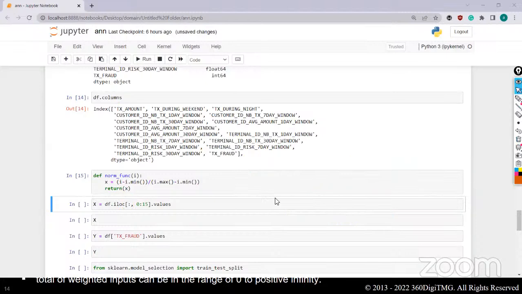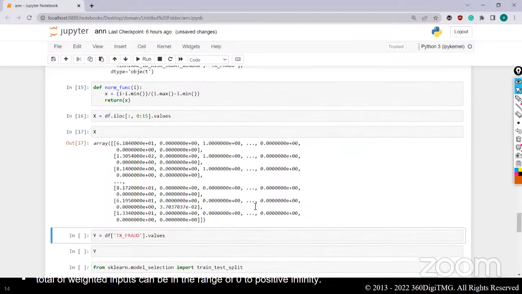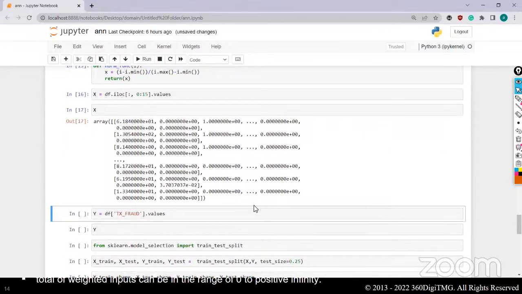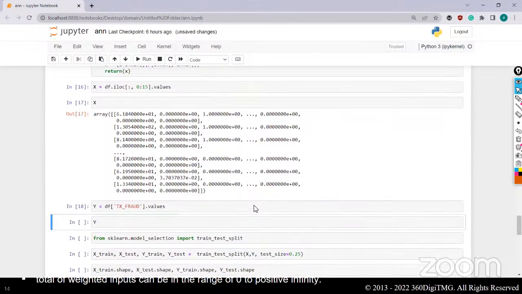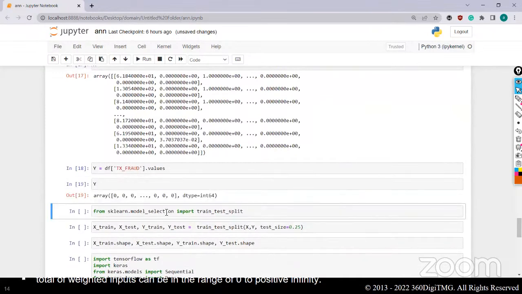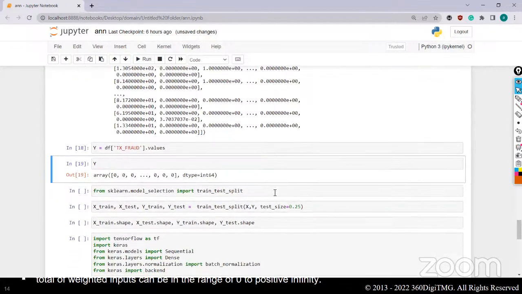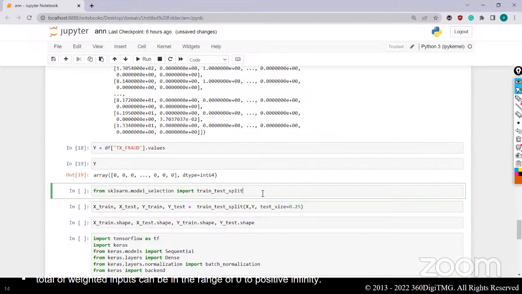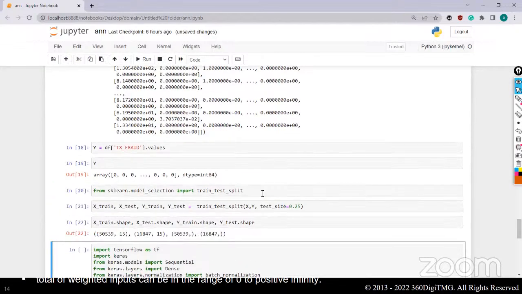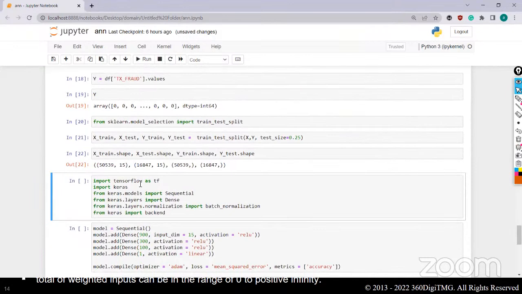So we'll quickly take these columns. And we have these arrays now. And similarly, we'll take our Y value. So we have zeros and ones. Okay. And then standard procedure, we come back to standard procedure. So we'll take our sklearn for train test split, and we'll just quickly verify the shape. So here we have the shape for our X variables and our Y variables.